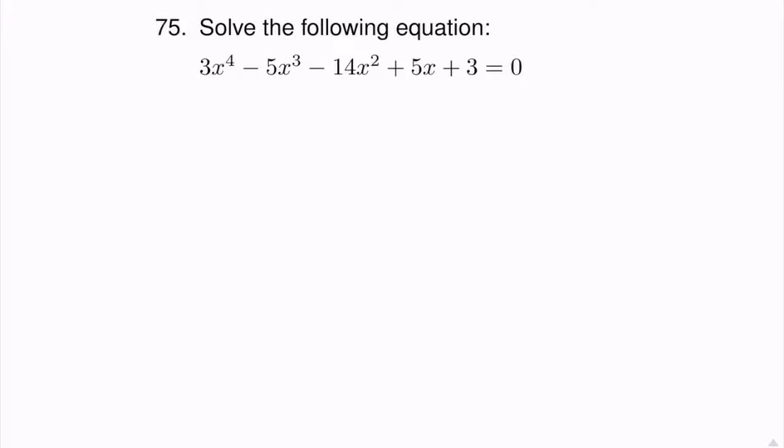Hi everyone, we want to solve this equation. If you would like to solve the problem yourself, please pause the video.